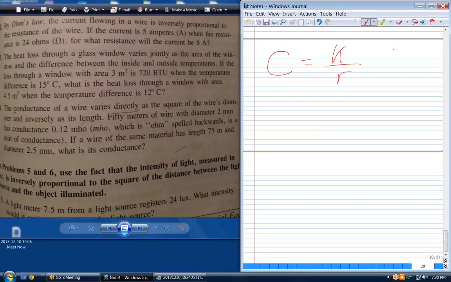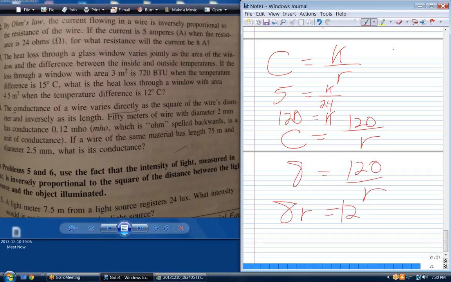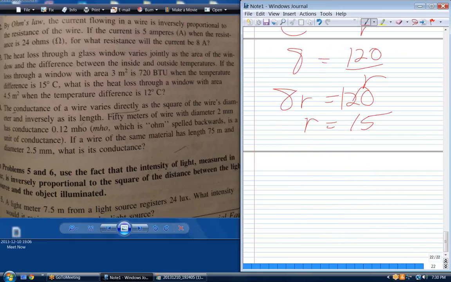Okay. And then the next line, the current is 5 amps, so it'd be 5 equals K divided by 24. So 120 equals K, and you get C equals 120 divided by R. You get 8 equals 120 divided by R. Multiply it by R, 8R equals 120. R equals 15. Boring.